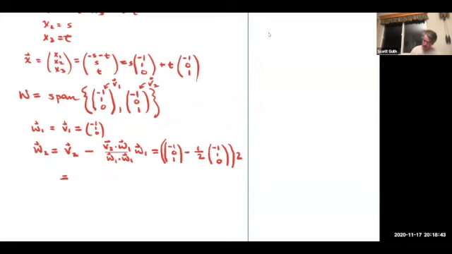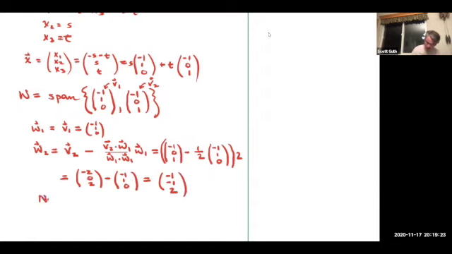So we're going to have -2, 0, 2, and then it'll be minus -1, 1, 0. And just watch for the double negatives here. So -2 minus -1, -2 plus 1, so that's -1. And then 0 minus 1 is -1, and then 2 minus 0 is 2. And so these should be orthogonal.